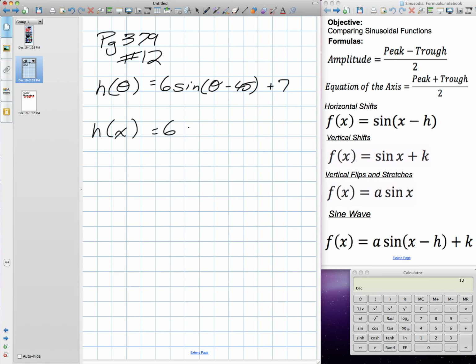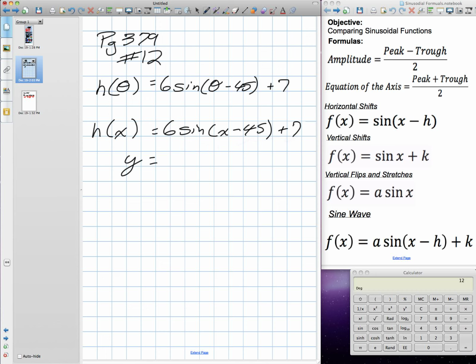So, theta is what we've really been calling x. So, if you would like, you can rename this h of x because that's our variable. Okay. So we have sine of x minus 45, plus 7. Now, we need to make sense of this. h of x, they use the letter h because they're talking about height. We normally call it f because it's a function. Those letters usually indicate something.